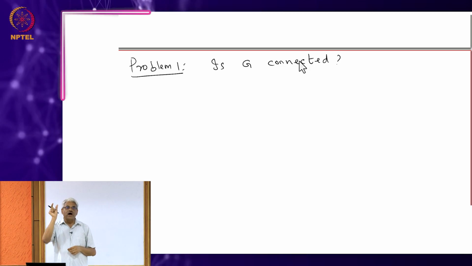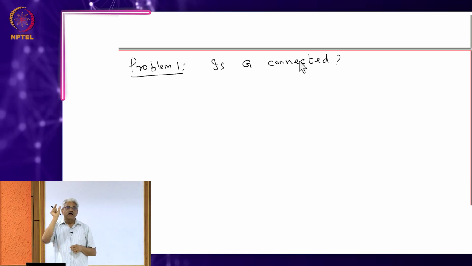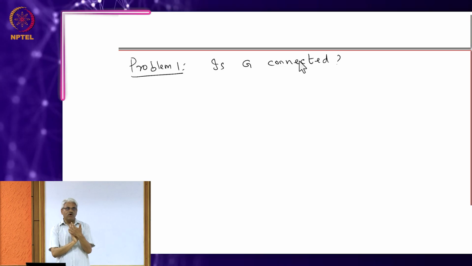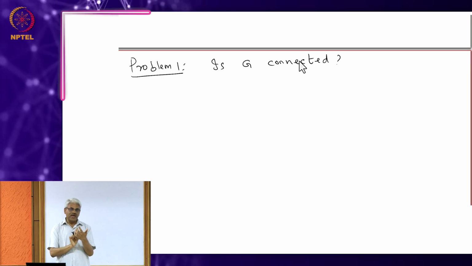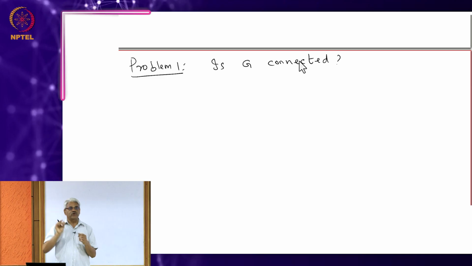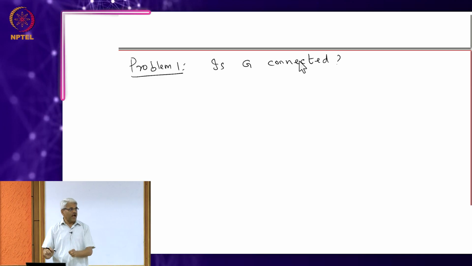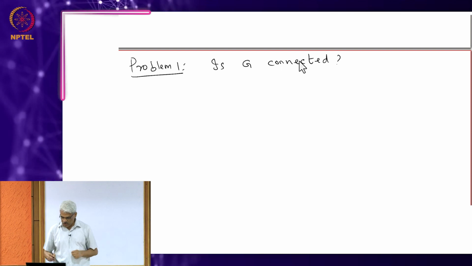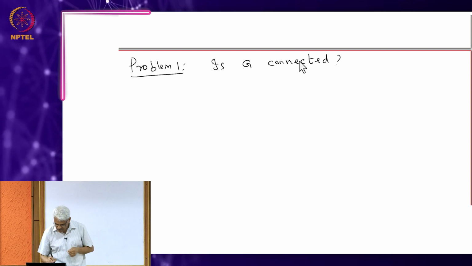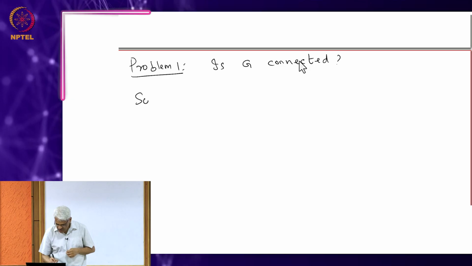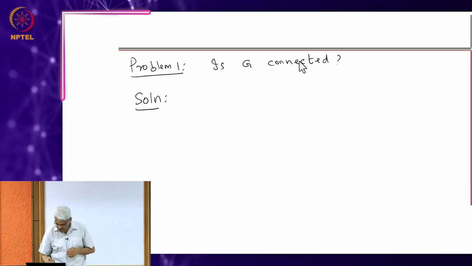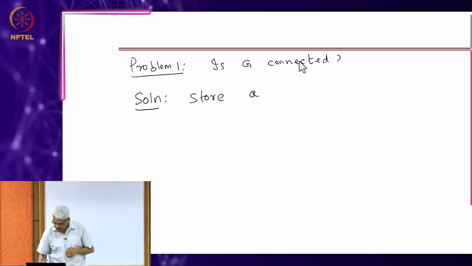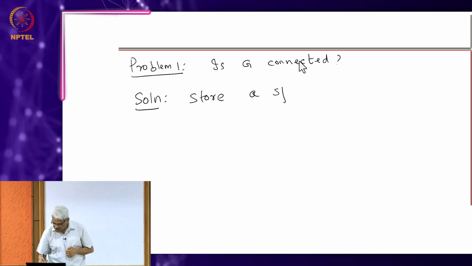Whether the endpoints are in the same component or a different component. If it's the same component, that's not useful to me, I just throw it away. If it's connecting two components, I'll add that edge and then update my structure. So the solution: store a spanning forest.